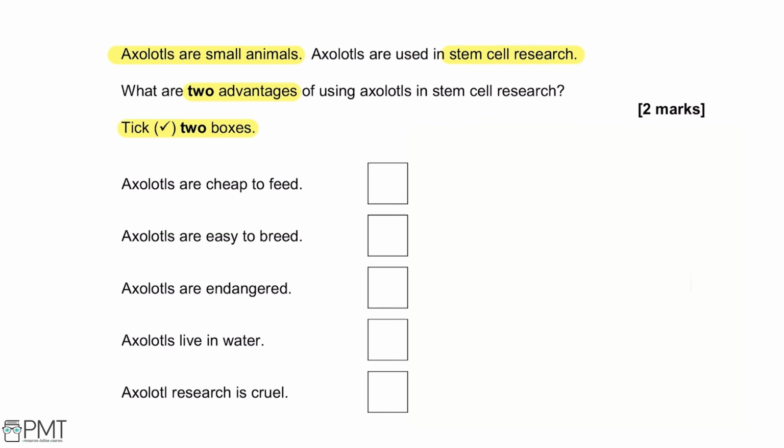Well, that's not a good thing about using them in stem cell research. And then they do live in water, but that's not necessarily an advantage. And then axolotl research is cruel. Well, that's also not an advantage, and is more a factor concerning ethics. So the 2 options we have that are correct are the first 2, that axolotls are cheap to feed and that they're easy to breed.